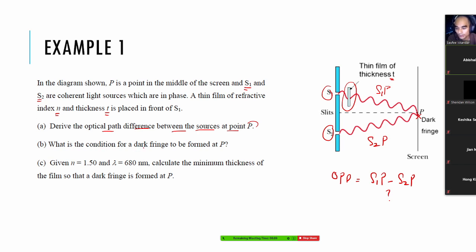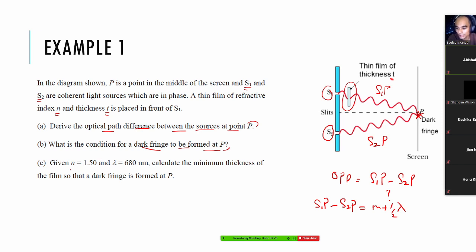Second, what is the condition for a dark phase to be formed at P? A dark phase at P means that there is no light at this point. When it happens at P, it must be destructive interference. So for destructive interference, S1P minus S2P equals m plus 1 over 2 lambda. The difference between them must be 0.5 lambda.